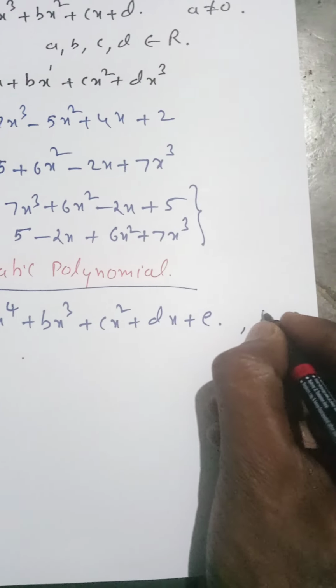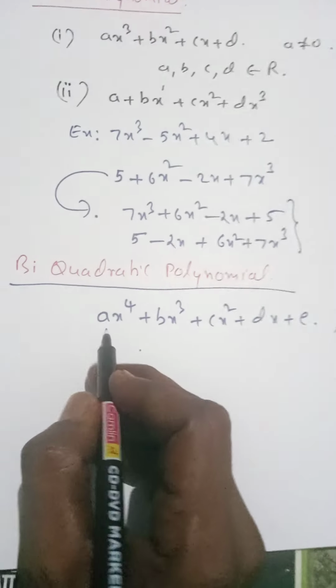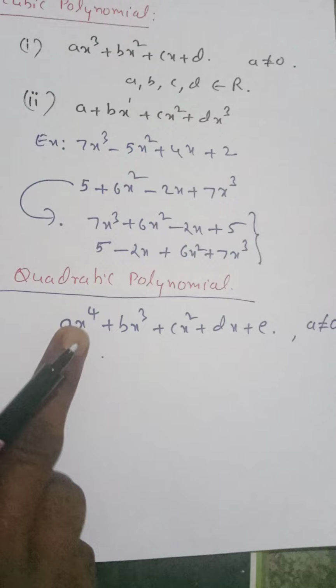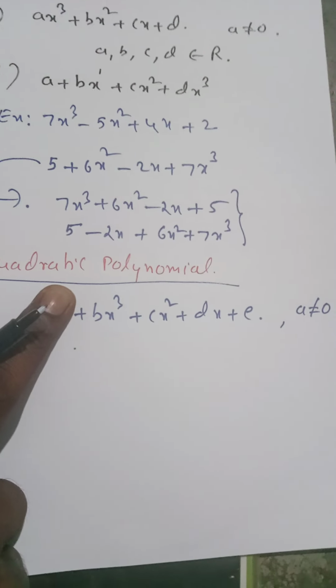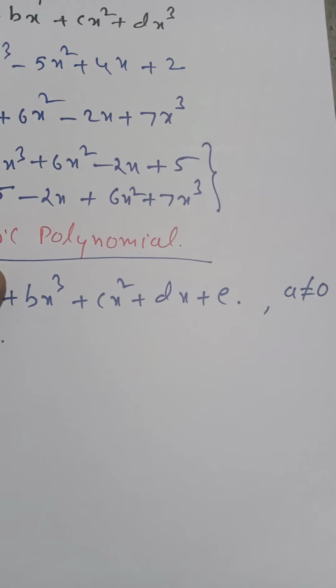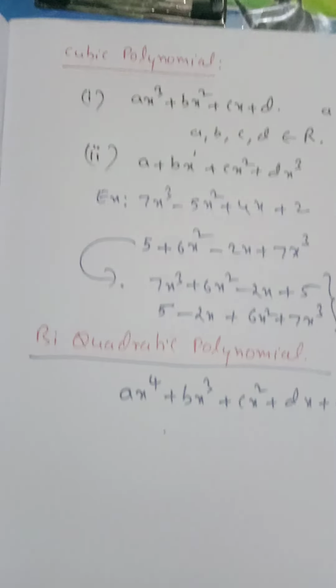You need to remember, in all types of polynomials, a should not be equal to 0. The highest power coefficient should not be equal to 0. If it is equal to 0, then it becomes a third degree expression, bx cube plus cx square plus dx plus e will come. Then this changes to a cubic polynomial.